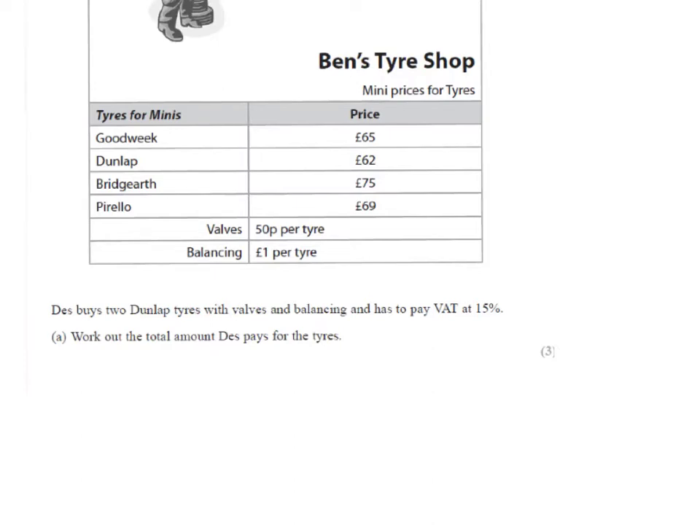So he's buying Dunlop tyres, so there's £62. So we've got 2 times 62. We're having valves, so that's 50p each. You probably realise that's £1 plus £1. And we're having balancing, which is £2. So 2 62s, we can do all this on a calculator. So you've got to do 2 times 62, which is 124, plus 3, so 127.